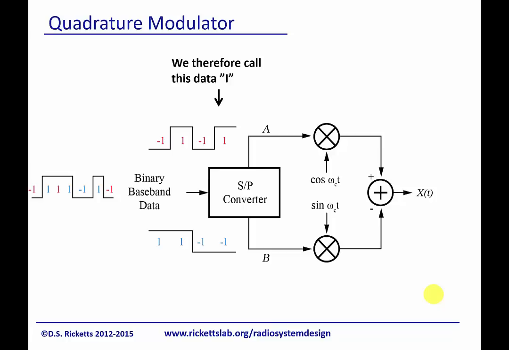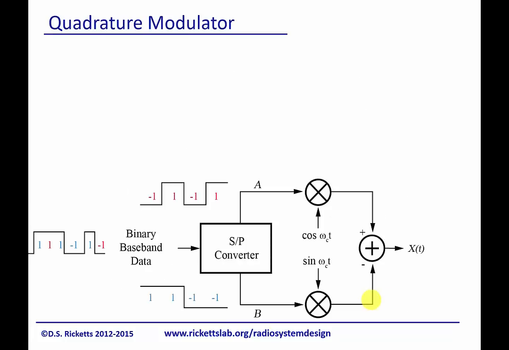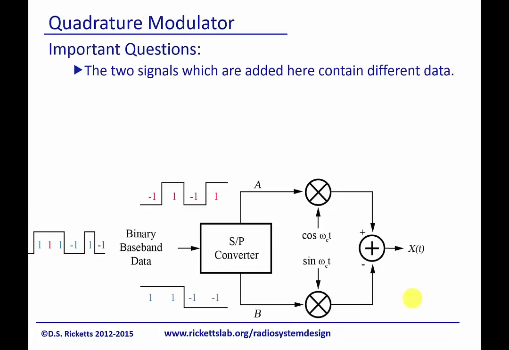We call this data I, for in phase, and this one Q, for quadrature. And likewise, this is the in phase component of the signal. This is the quadrature component of the signal, as we talked about in analog modulation. So there are some important questions here.